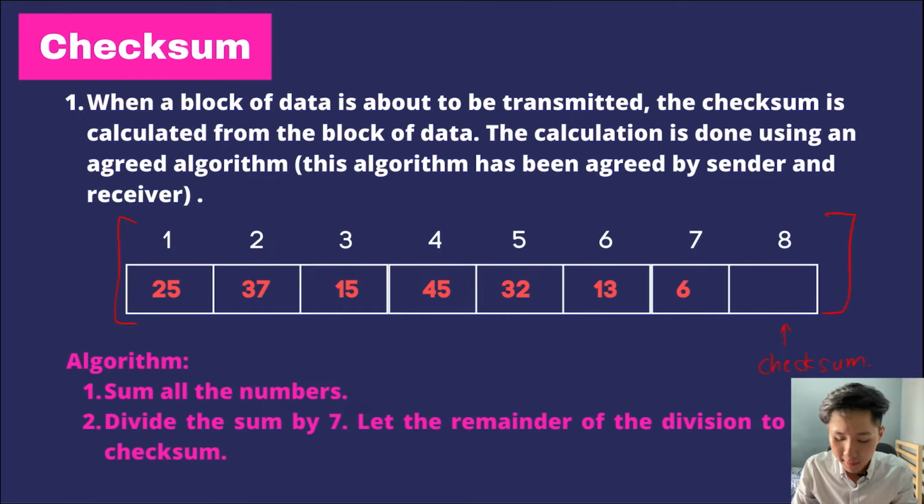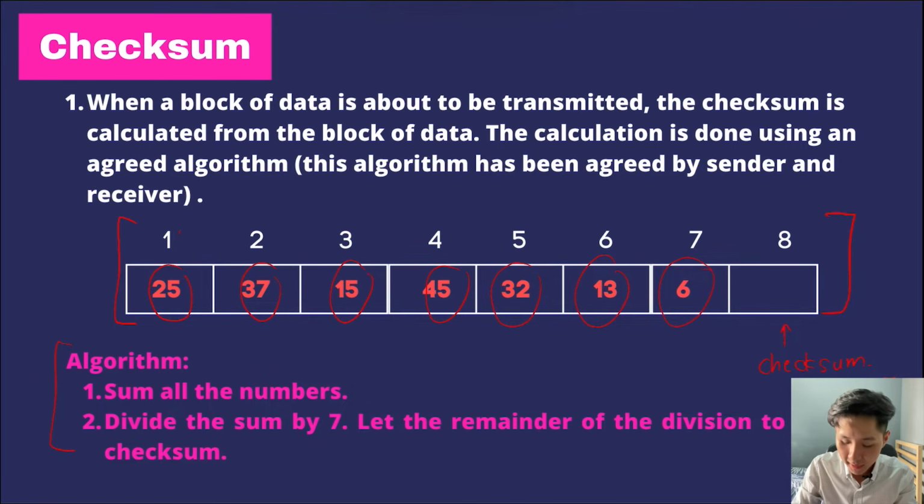When a block of data is about to be transmitted, the checksum is calculated from the block of data. The calculation is done using an agreed algorithm, which means we determine the value of the checksum based on the values from 1, 2, 3, 4, 5, 6, 7. The algorithm here is just an example. It can be different algorithms, but this is what I have chosen: I will sum all the numbers here, 25, 37, 15, 45, 32, 13, and 6, and divide the sum by 7.